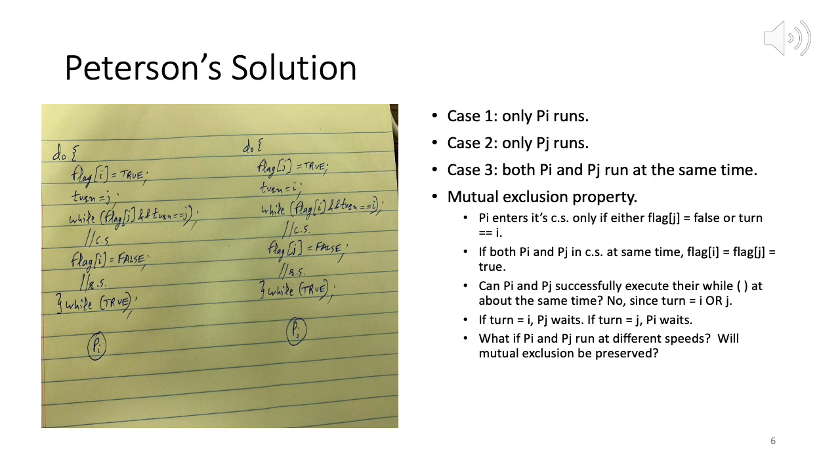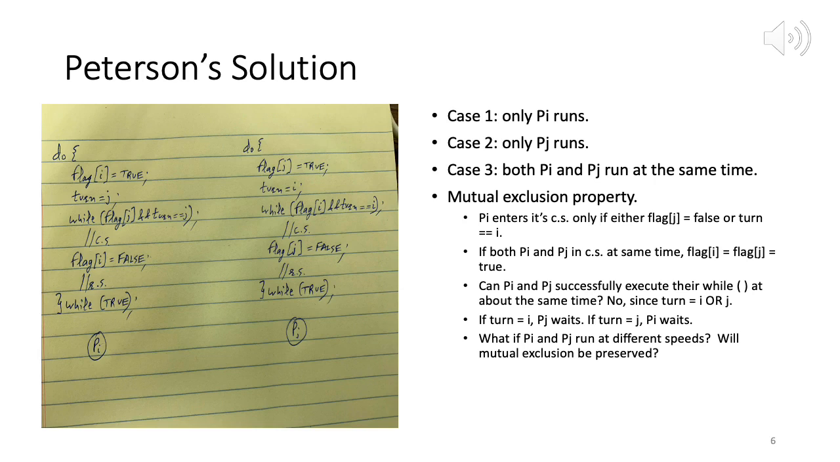So depending on who was the last process to write the value, that process will be in the critical section, not both of them. So we can safely say at any point of time, both processes can never be in their critical section. Turn is i or j, it's not both. So if turn is i, Pj waits; if turn is j, Pi waits. Now this was the case when both are running at roughly the same speed. What if Pi and Pj run at different speeds? Will mutual exclusion be preserved? So we can look at that situation as well.